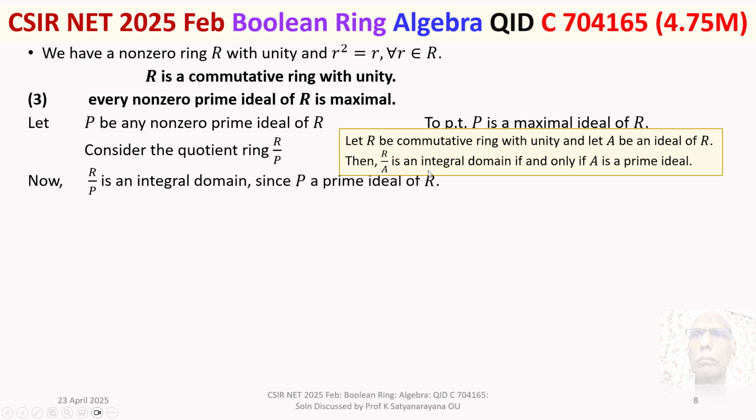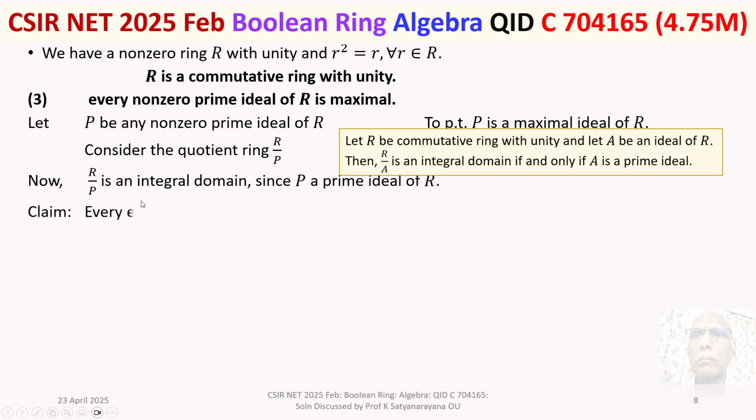Why? Because if A is an ideal, then R by A is an integral domain if and only if A is a prime ideal. So we consider R by P where P is a prime ideal. Therefore, R by P will be an integral domain, because P is a prime ideal of R.